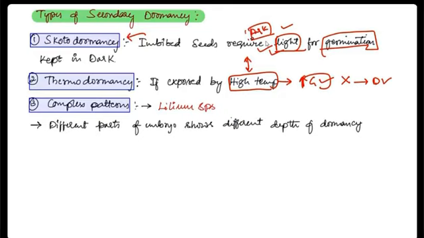And there is also one separate category, which is a complex pattern. Why? Because we know that an embryo has different parts, or a seed has different parts. The different parts of a seed or the embryo will show different depths of dormancy, or different patterns of dormancy. That is why it is a complex pattern, and this is generally observed in Lilium species.